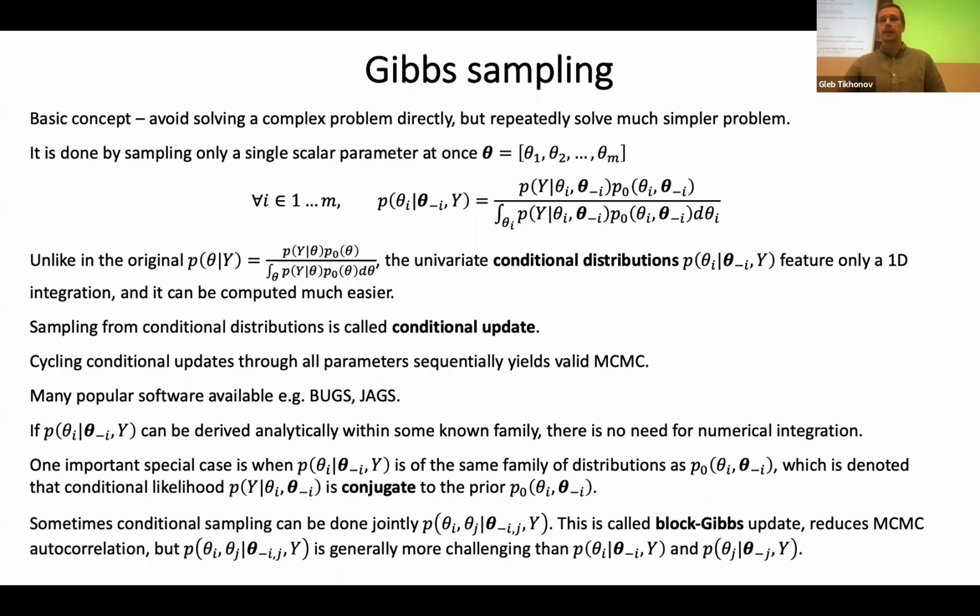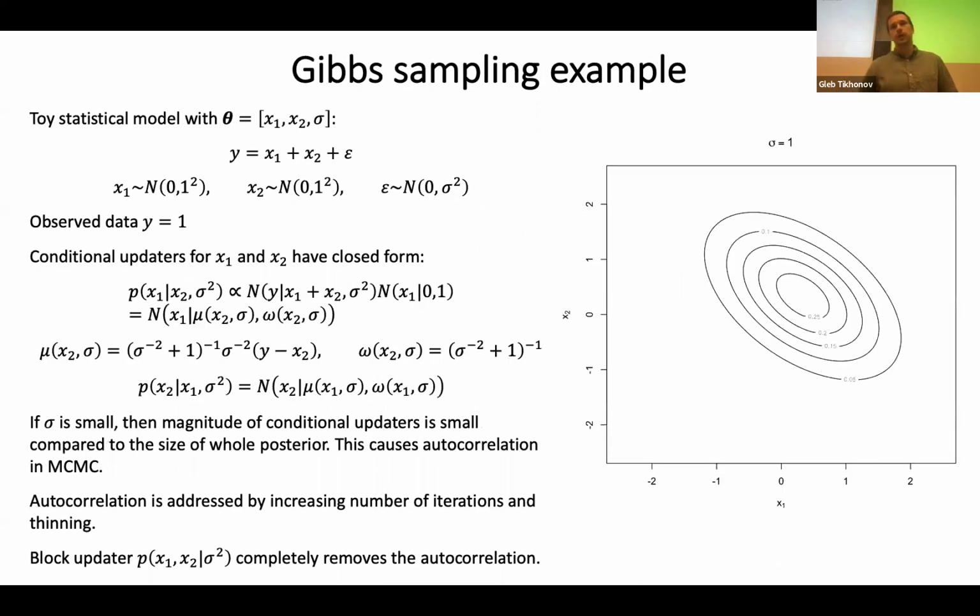With the next few slides, imagine we are dealing with a new toy statistical model, which contains 3 parameters. The statistical model represents y as a sum of x1, x2, and a random variable, which represents noise. Both x1 and x2 are given standard normal priors, and this random noise is given a normal prior with some known variance.